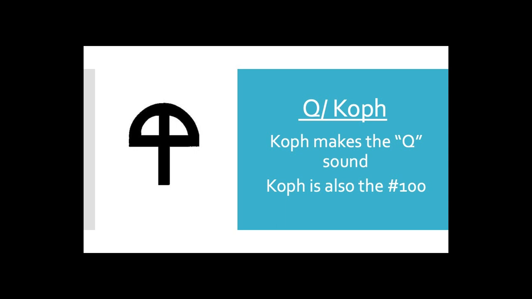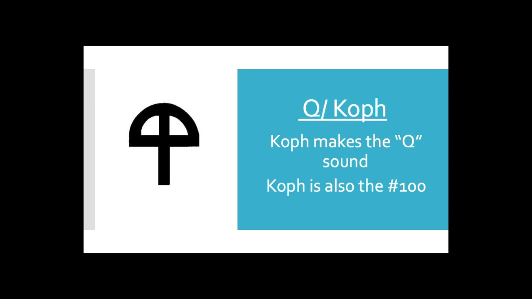So our next letter is Koph, K-O-P-H. It has the Q sound. You may recall that I mentioned that kaph is the K sound and koph is the Q sound. K-A-P-H: A comes before O, K comes before Q. K-A is K, K-O is Q. I hope that helps you remember. When I type it, I often type the wrong keys. Something you just have to be careful about.